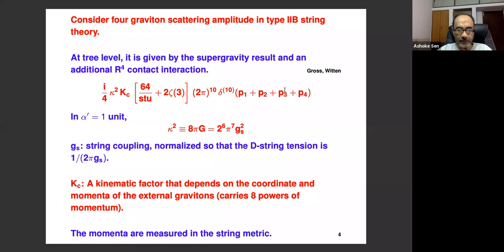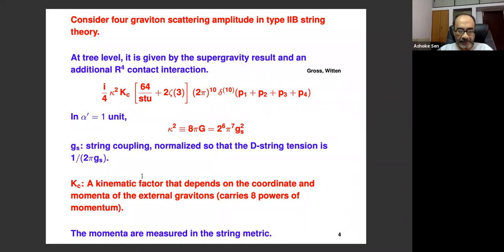So this is the usual momentum conserving delta function. Kappa here is the gravitational coupling constant. Kappa squared is 8 pi g, and this is related to the string coupling, g_string, by this formula over here, where g_string in our notation is defined in such a way that the D-string tension is 1 over 2 pi g_s. That's my definition of what string coupling is. This relation basically follows from Polchinski's calculation of the D-brane tension. He expressed the tension in terms of kappa, but here, by normalizing g_string in this way, I have expressed kappa in terms of g_string.